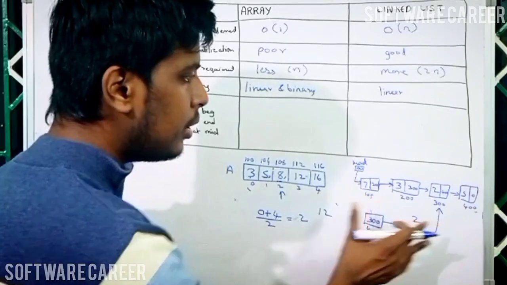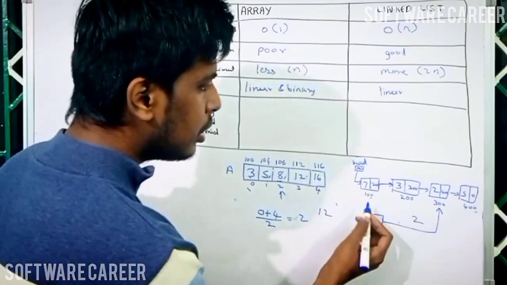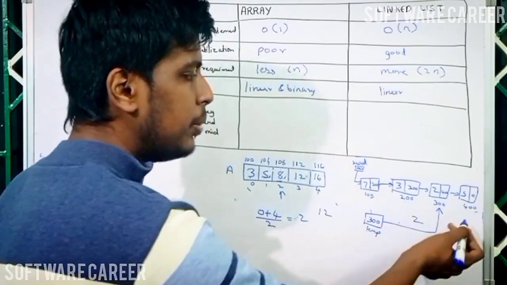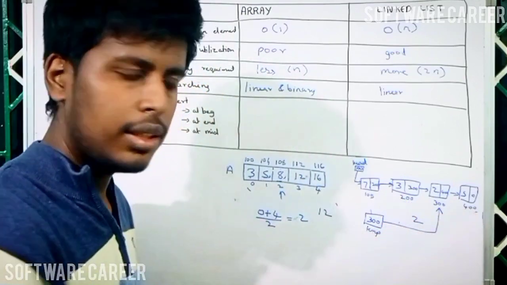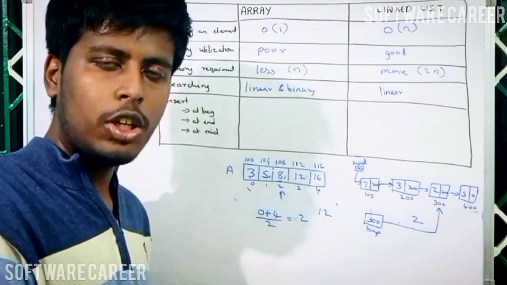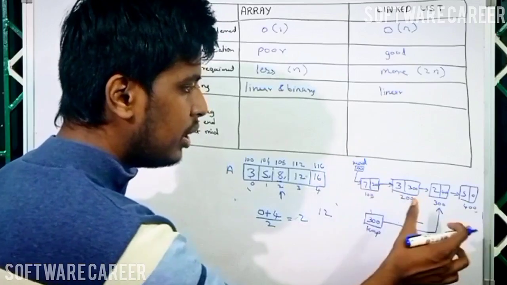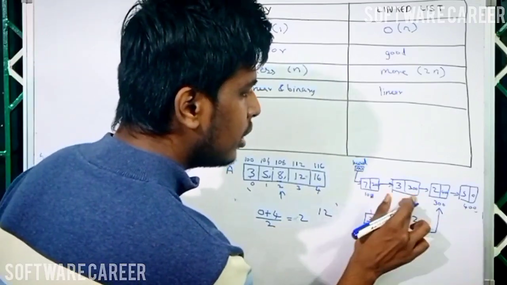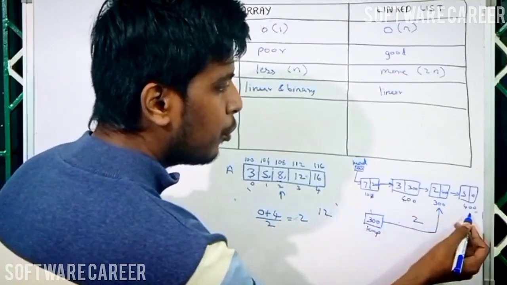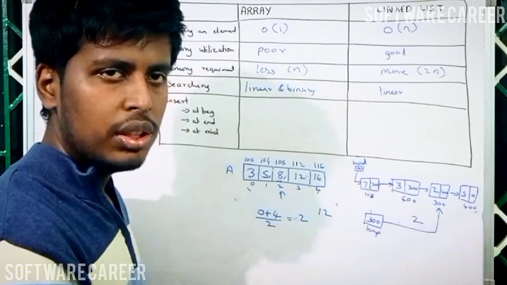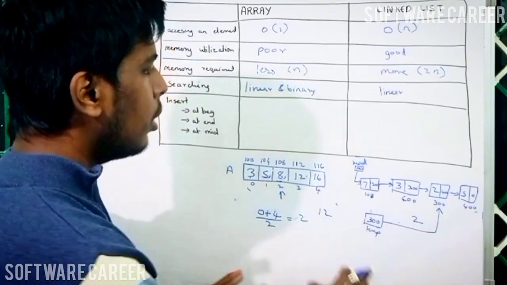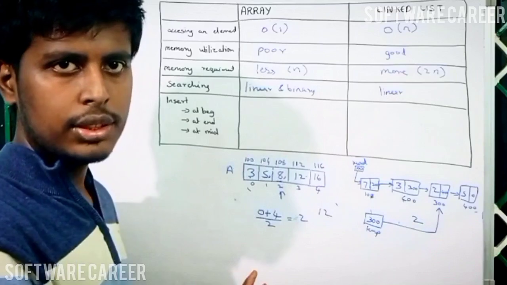But in a linked list there are no equal intervals. Suppose this is 100, then this might be 300, this might be 700, this might be 200. I have written 100, 200, 300 as equal intervals, but this might not be in equal intervals. In this case, you can't find the middle index. You can't do 100 plus 400 divided by 2; if you do it like that, it will not find the middle index. So binary search is not possible in a linked list.